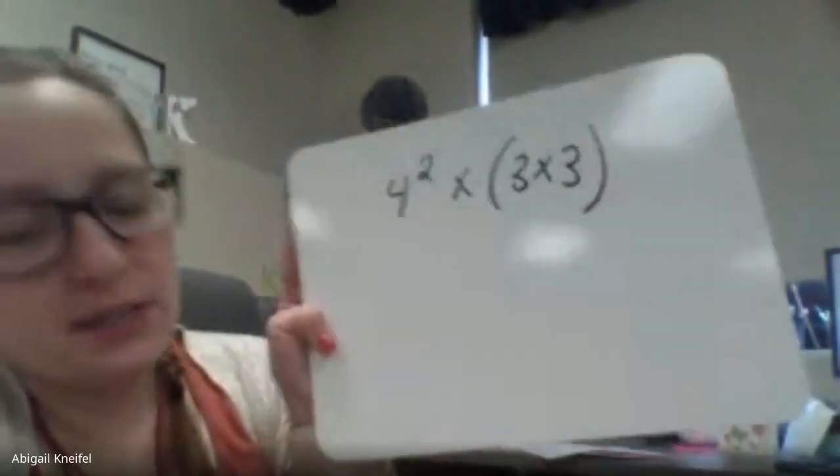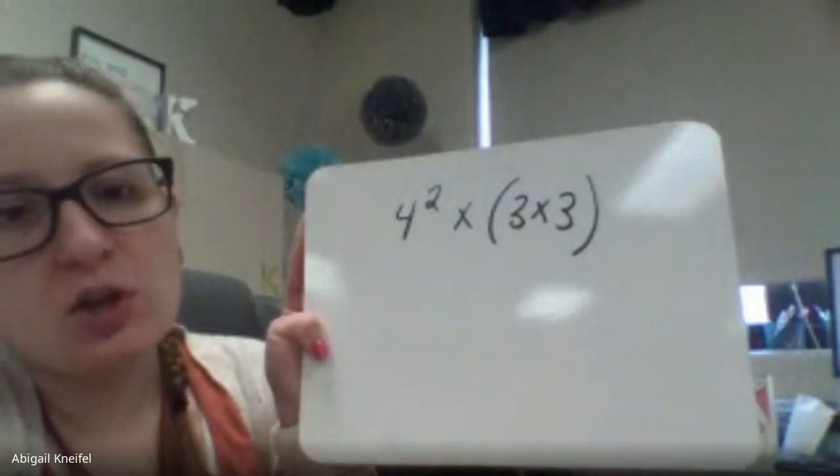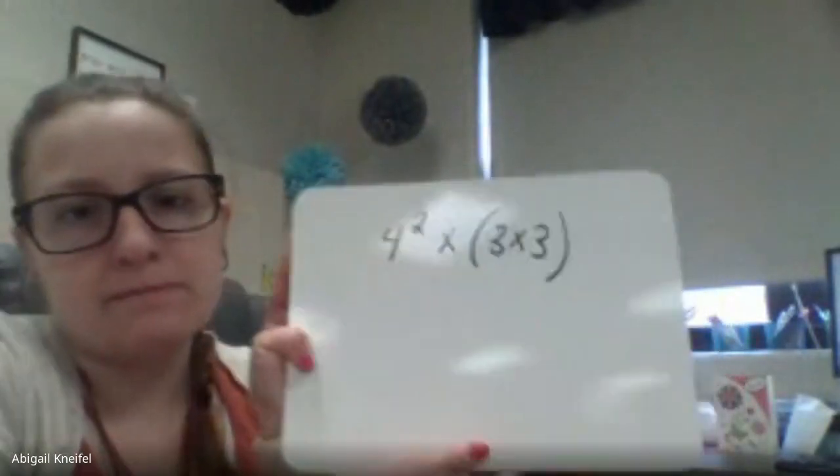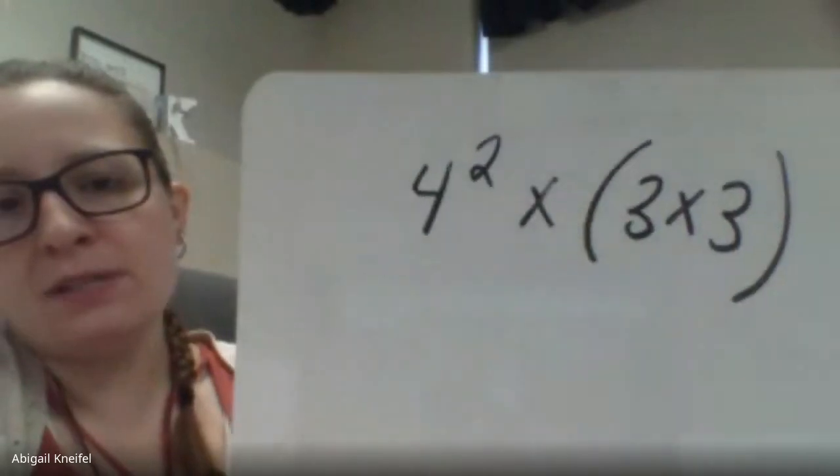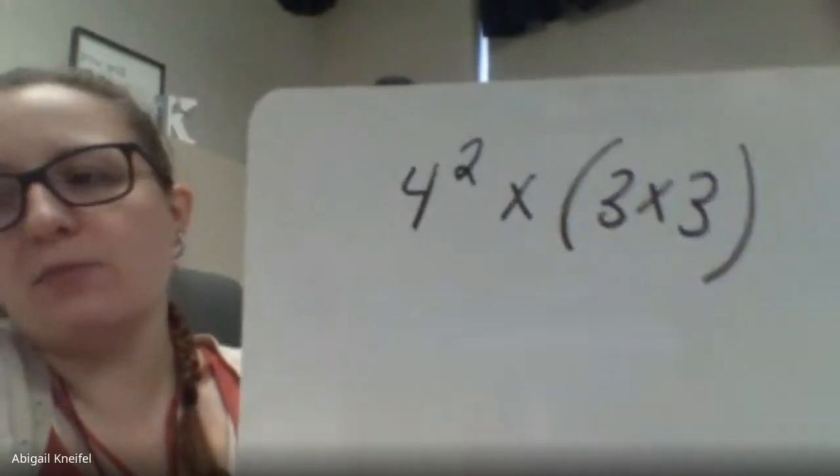All right, we have 4 to the second times 3 times 3 in parentheses. 4 to the second power times 3 times 3, and 3 times 3 is in parentheses.